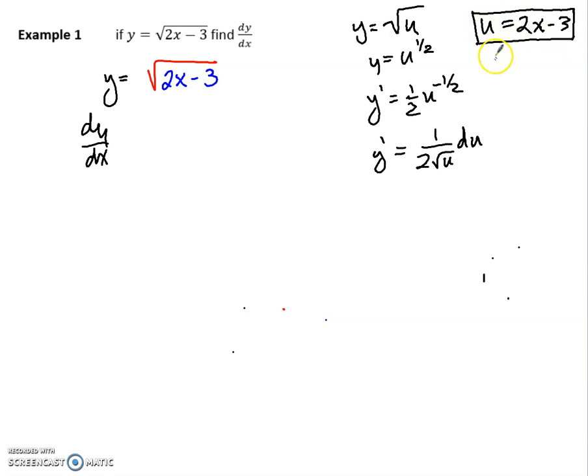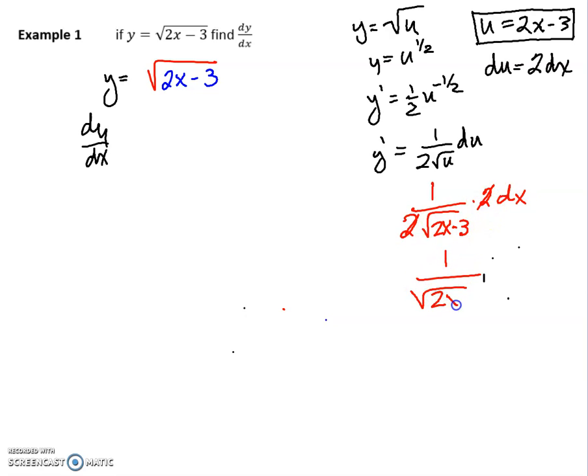If I found the derivative of this, that would be du equals 2 dx. Okay. So then if I replace this guy with this information, I end up with 1 over 2 root 2x minus 3 times all of that, 2 dx, which gives me 1 over root 2x minus 3 dx, because I took the derivative with respect to x. Okay, so that's one way to go through it, this u substitution.